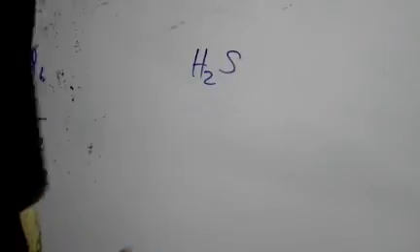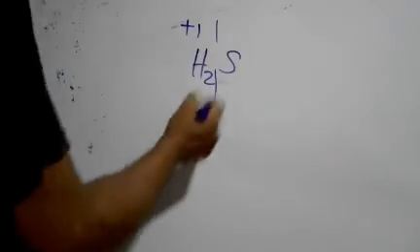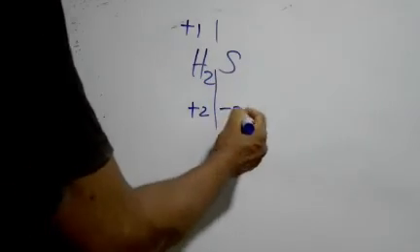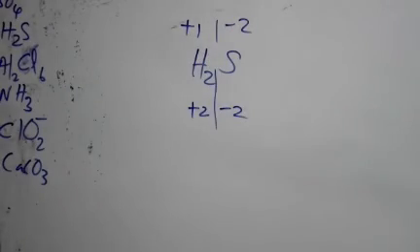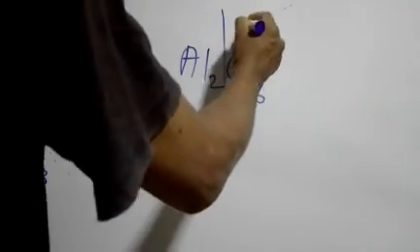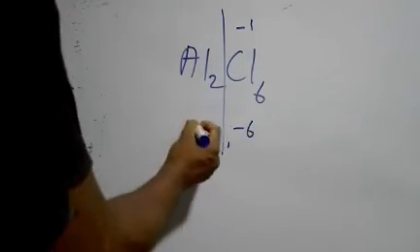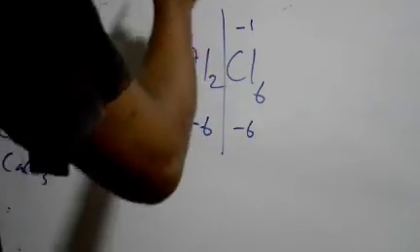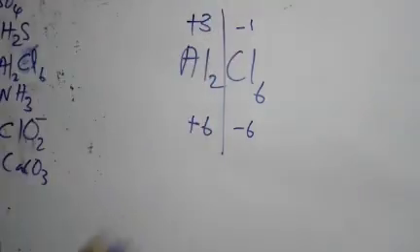The next one is the compound hydrogen sulfide. Separate it. Hydrogen is plus 1, so here plus 2. To be 0, minus 2. So for sulfur here, the oxidation state is minus 2. Next one, aluminium chloride. Separate. Chlorine is minus 1, so minus 6. Here it should be plus 6 over 2, 1 aluminium, plus 3. So the oxidation number of aluminium here is plus 3.